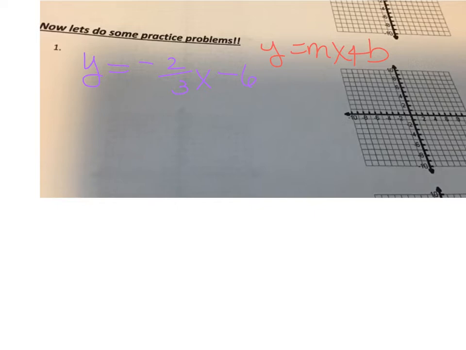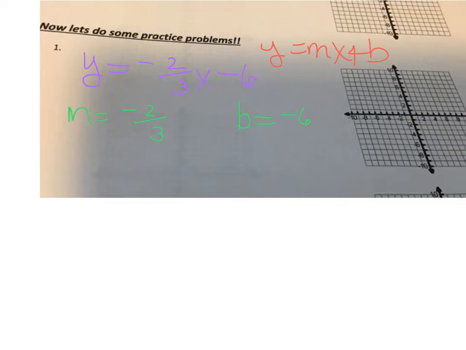Okay, so I always want to see you do this in your problems. I want you to identify m and b. I do not want you to go straight to graphing the problem. I need to see, what do you think m and b are? So in this problem, what number is in front of the x, which is the m? So my slope is negative 2/3. And then what number is in the b position? It's negative 6. All right.